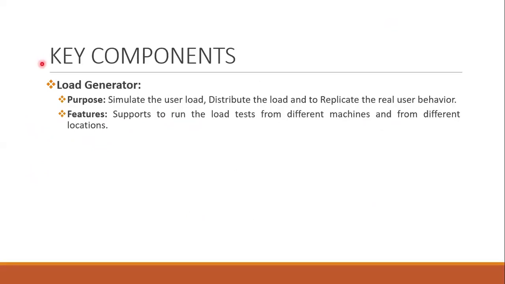The last key component of LoadRunner is the load generator. The purpose of the load generator is to simulate the user load, distribute it, and replicate real user behavior. It supports us in running the load test from different machines and from different geographical locations. With this basic idea of all the key components of LoadRunner, we'll now jump into the LoadRunner architecture and try to understand how the architecture is.